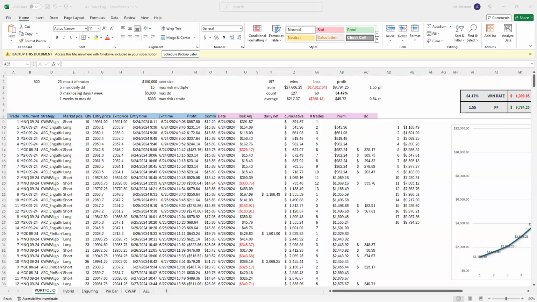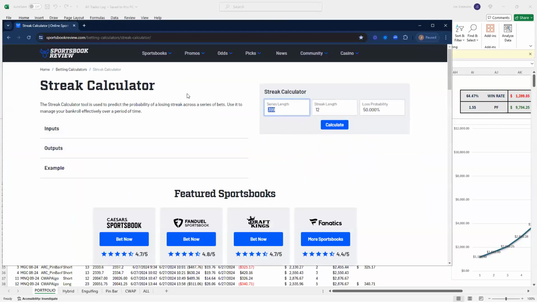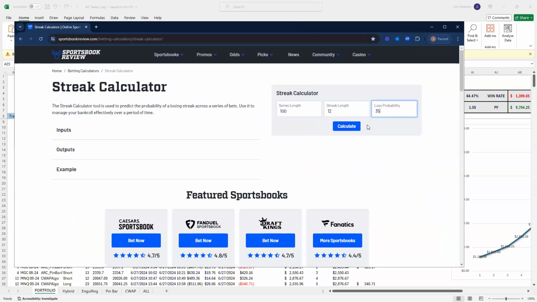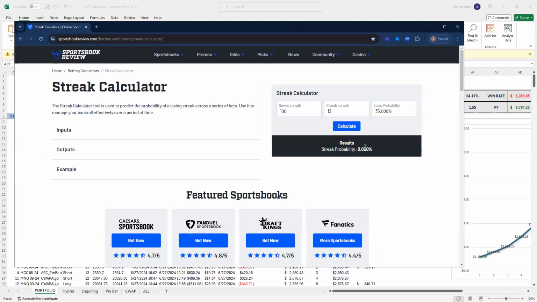Okay, so what you do want to look at, and if you guys have a better resource, by all means, let me know, because I would love to have a better resource for statistics. But what I've done in the past is I just go to this site and look at the streak calculator. Let's say we have 100 trades and we want to know the likelihood that we lose 12 in a row with a 65% win rate. So we would have a loss probability of 35, not 3,500, but 35. And you can calculate, what's the likelihood that we're going to lose 12 in a row? It's 0.2%. Very low. What about 11 in a row?